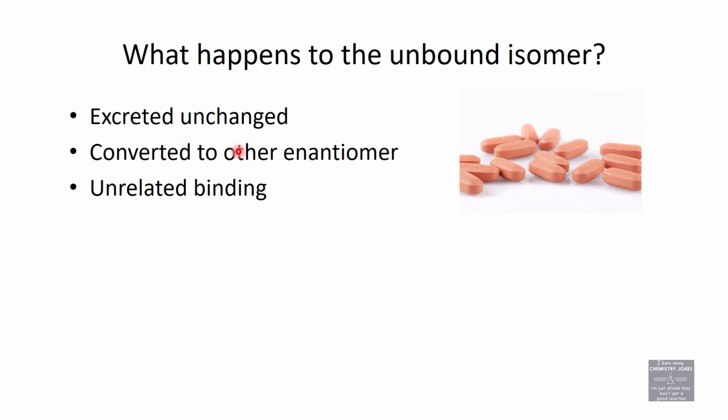But sometimes our body converts one enantiomer to the other on its own. Sometimes our body doesn't have any binding with the other enantiomer, the thing that didn't bind to substrate. Or sometimes it does bad stuff like the teratogen.